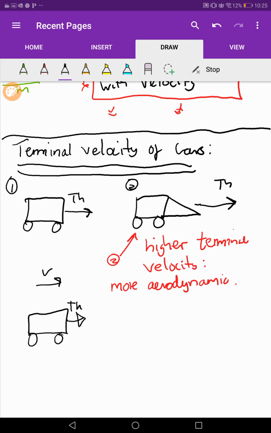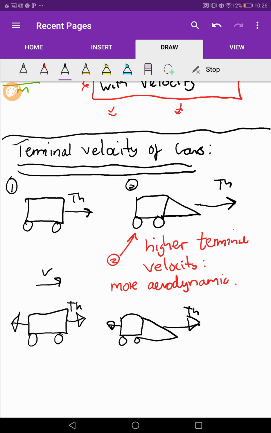At a certain velocity, because this first car is not very aerodynamic, it's going to have a drag force, but the drag force is going to be higher. So this car is going to reach terminal velocity a lot sooner than the second car, because even though it's got the same thrust, the second car is going to have less drag.